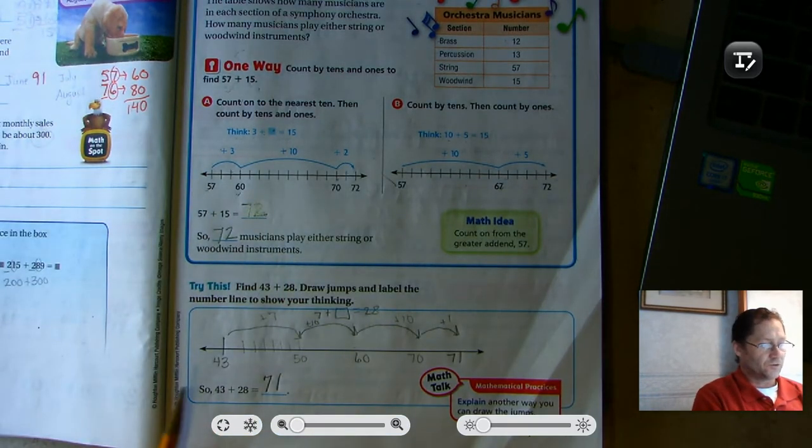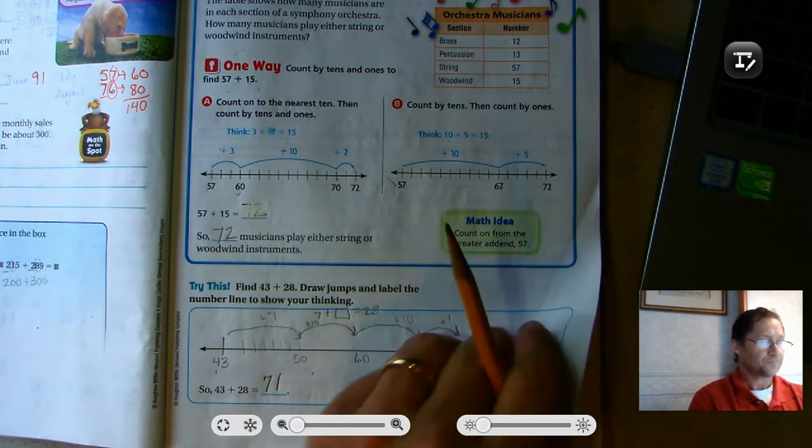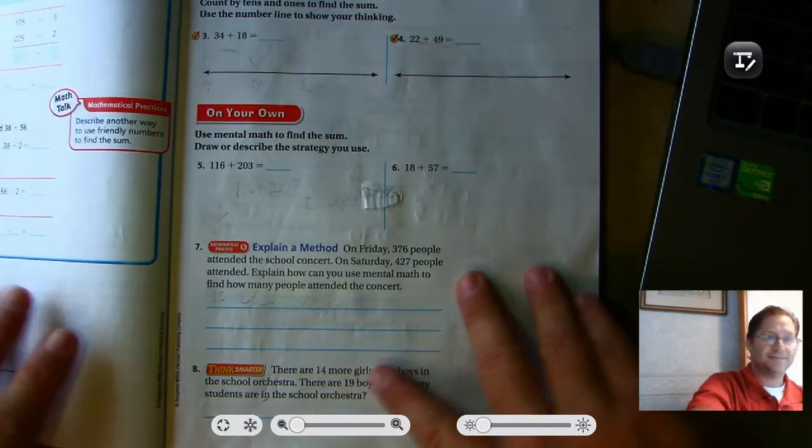We could have also done 43 plus 10. That would have got us to 53. 53 plus 10, 63. And then count on the final 8, which would have stopped us at 71. Okay, continue on to page 18.